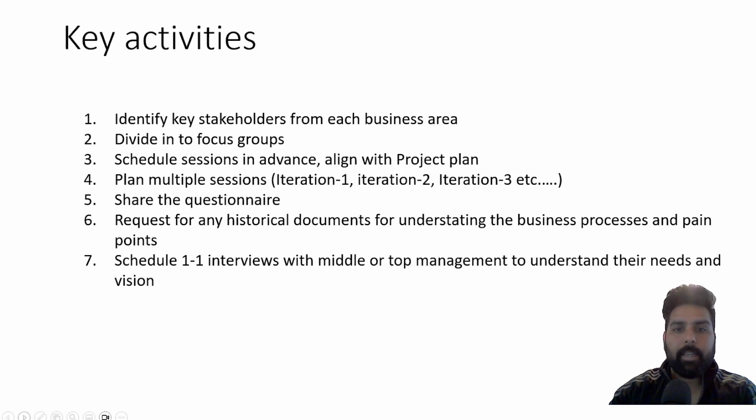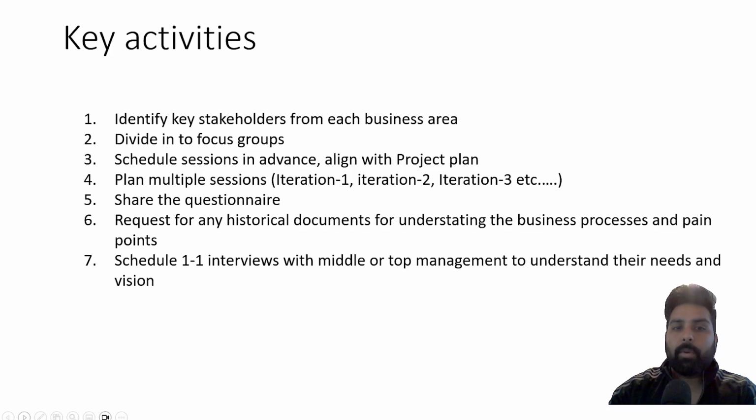You can plan in iteration 1, 2, and 3, because it is very much possible that when you talk first time to the customer or the users, you do not get enough information, or if you get the information also, you need to go back and validate those requirements with your users and the key stakeholders.